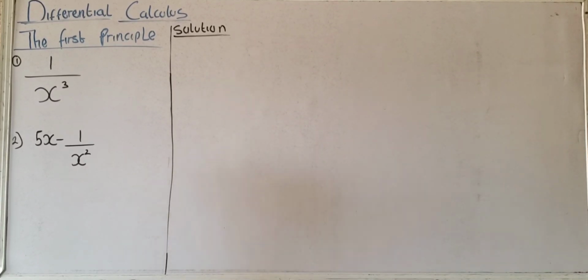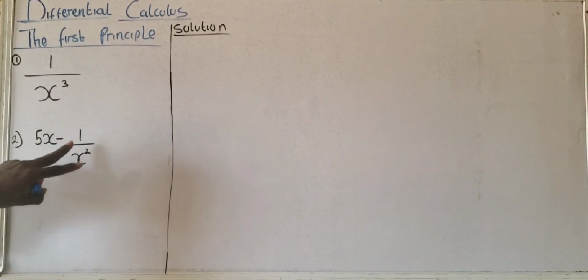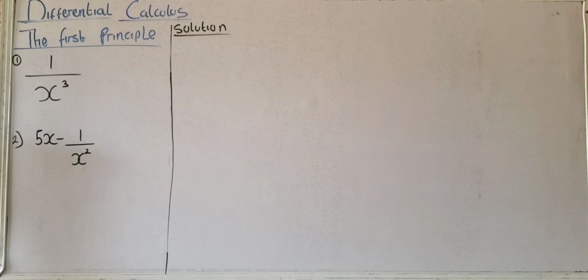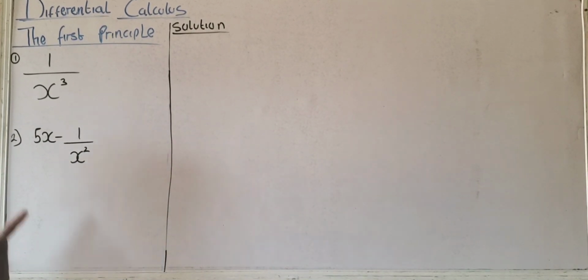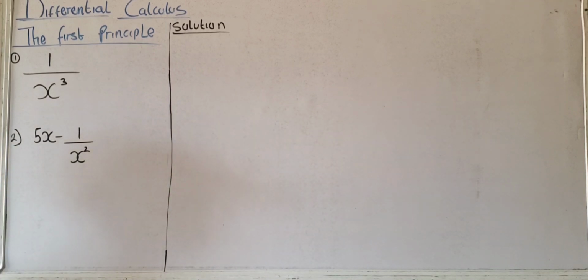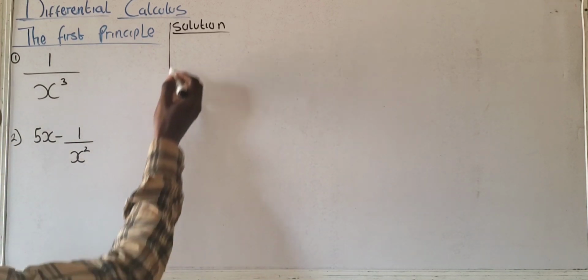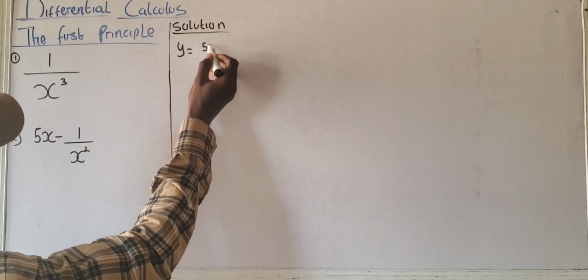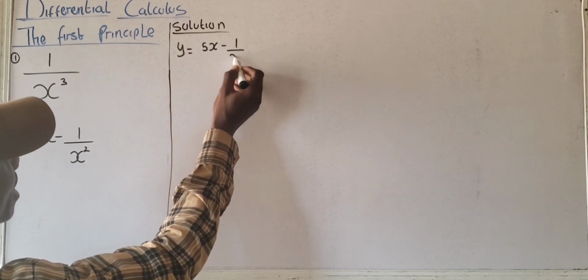We are asked to find the derivative of (5x - 1)/x² using the first principle. How do we solve this question using the first principle? You see, the first step is to set this function equal to a letter. So I'm going to use y. Let y equal (5x - 1) all over x².